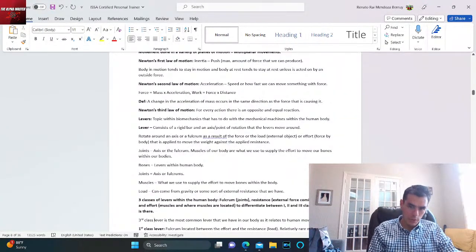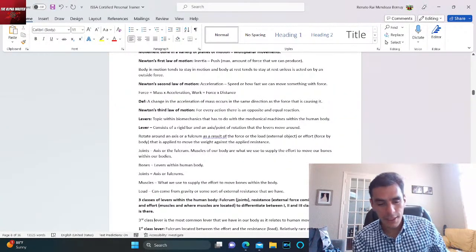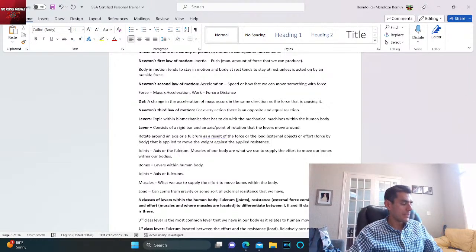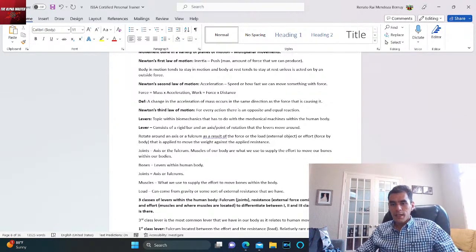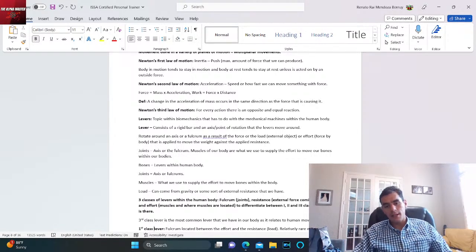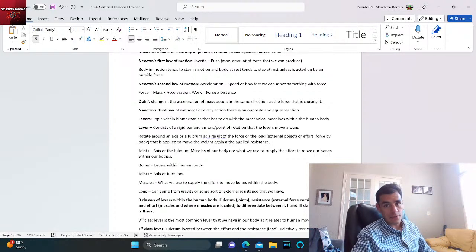The third class lever is the most common lever that we have in our body as it relates to human movement.